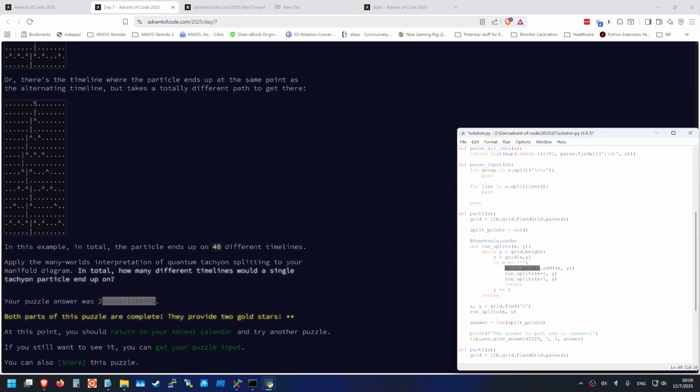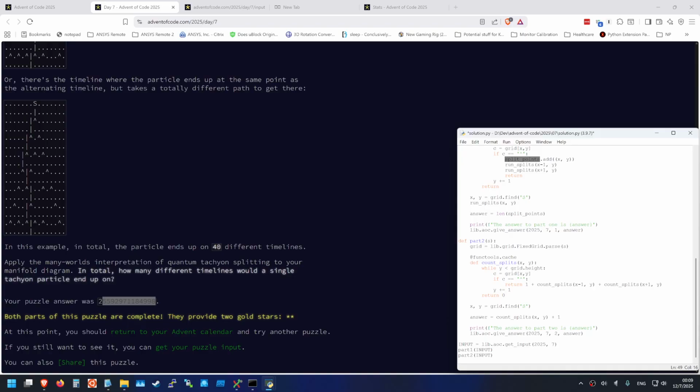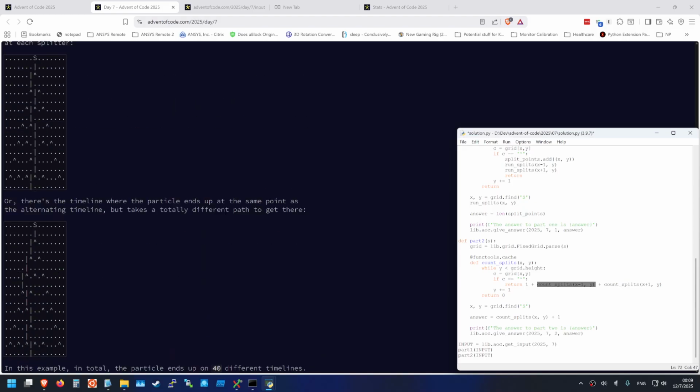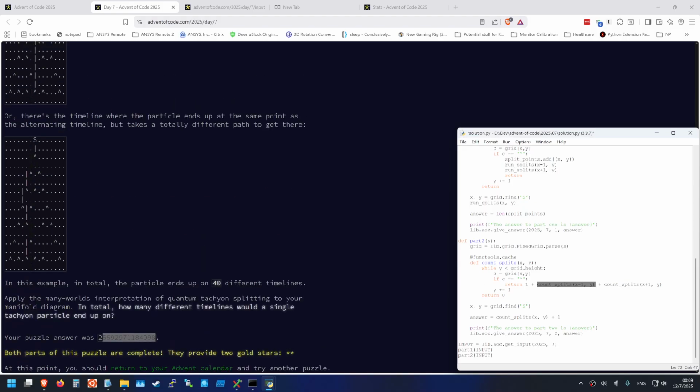So instead of running the splits and counting the split points, we actually count all the unique pathways that we take. Kind of. We're really counting totally how many paths, how many unique segments, how many timelines there are. It's kind of weird, and I think there's probably some powers of two here. There's probably other interesting ways to approach this.